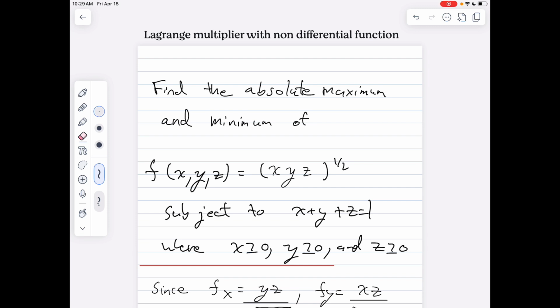Now, typically you would use Lagrange multipliers to find both the absolute maximum and minimum. But the purpose of today's video here is that sometimes this method, Lagrange multipliers, doesn't help with finding one or the other of the values of the maximum or the minimum, the location. Now, why is that in this case?